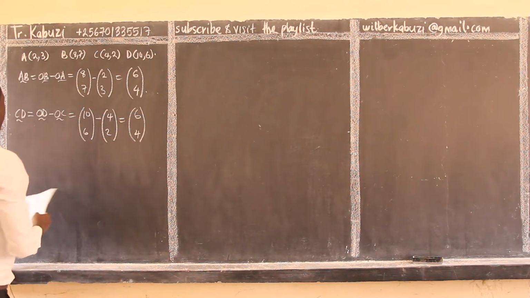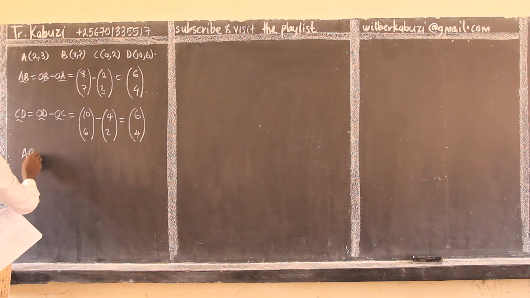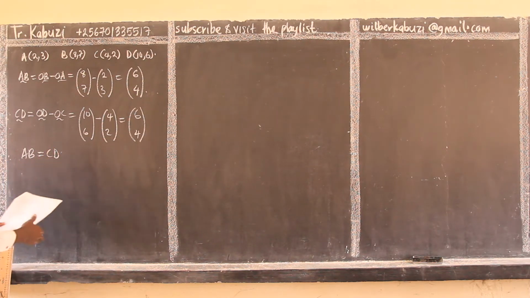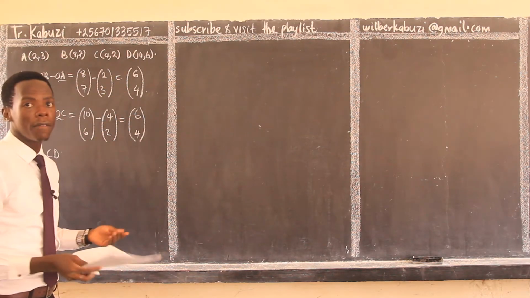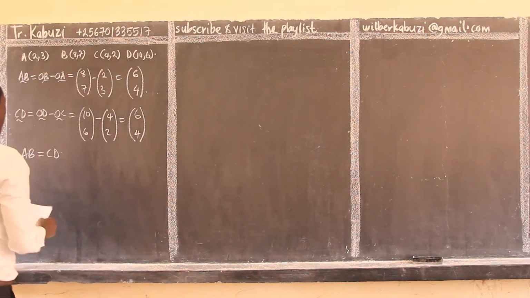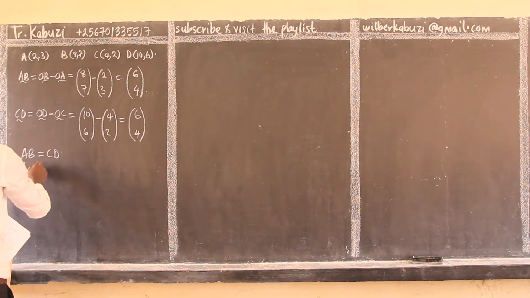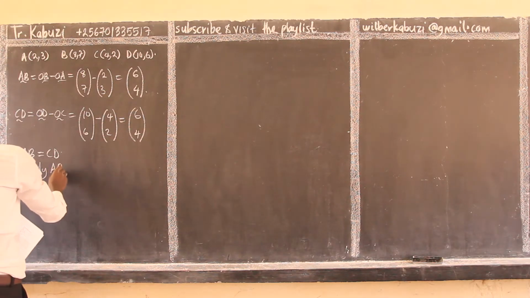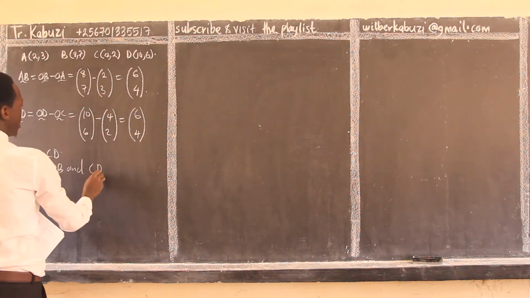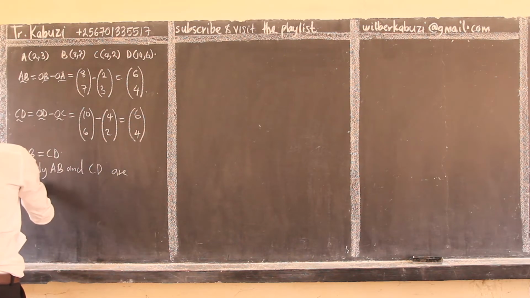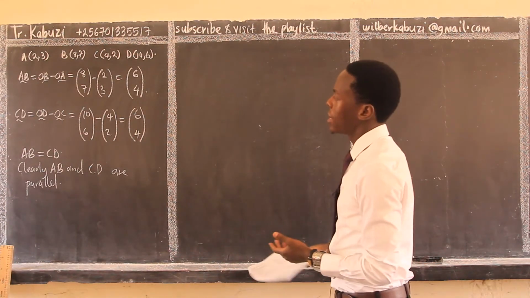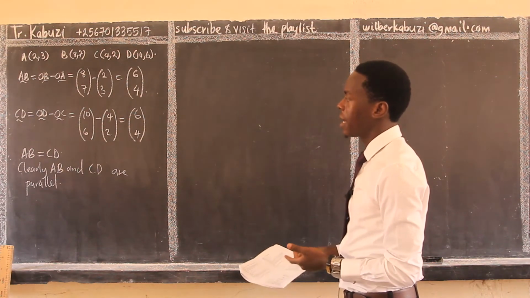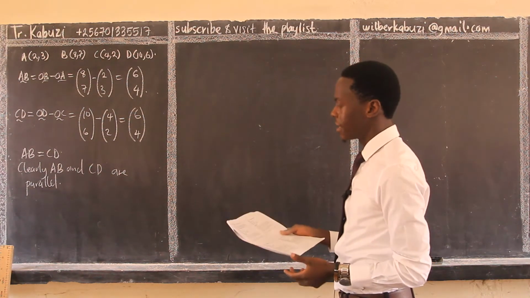Clearly, you can see that AB equals CD. Because they are equal, one can be expressed as a scalar multiple of the other. So clearly, AB and CD are parallel. If they are parallel, they cannot intersect. So that was the first part. As long as we can express one as a scalar multiple of the other, then that is clear.